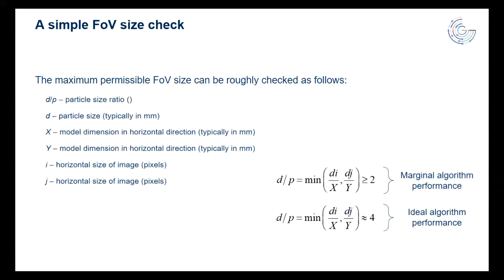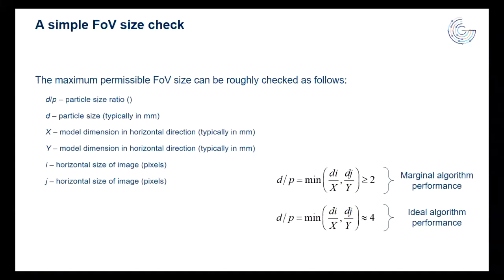So as we're setting up our model test, you want to be checking this d on p value, and you can use these two equations on the right-hand side here. I've noted two down here. The top one is for what I would call marginal algorithm performance. You're on the cusp of starting to have problems. What you should really use is the version on the bottom right there.